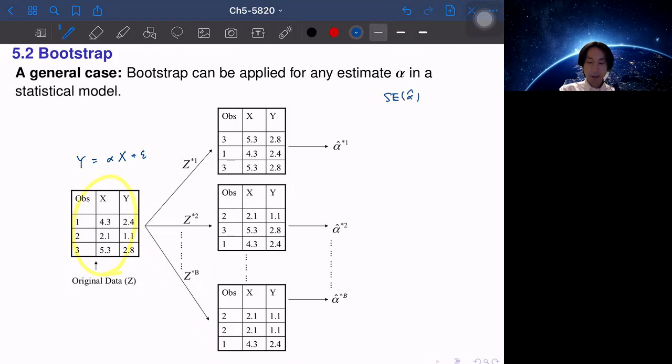And how to do that? We bootstrap. We take 3 observations out of the original 3 observations. Then we estimate alpha hat. And we have another bootstrap sample of 3 observations. Actually, this is the same as the original data set. Then we estimate this. And another data set, then we estimate this. Then we have the distribution of alpha hat. Then we can estimate the standard error of alpha hat. Maybe the mean is here and the standard error is here.